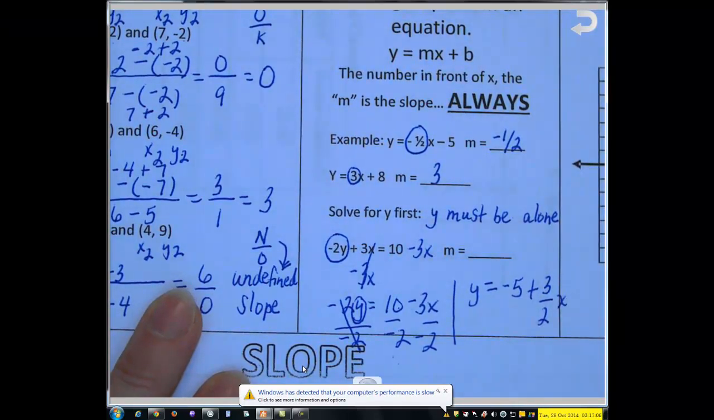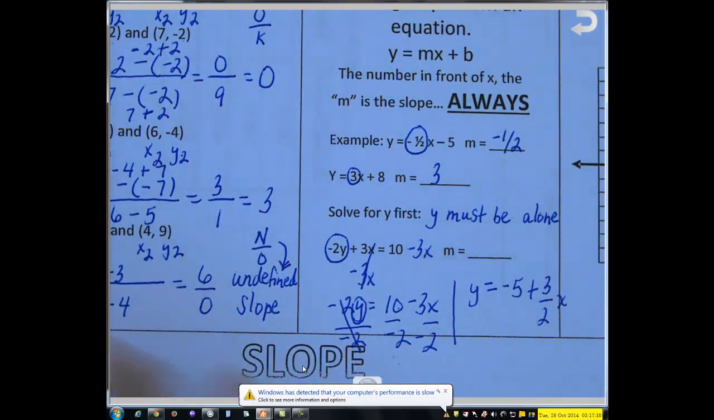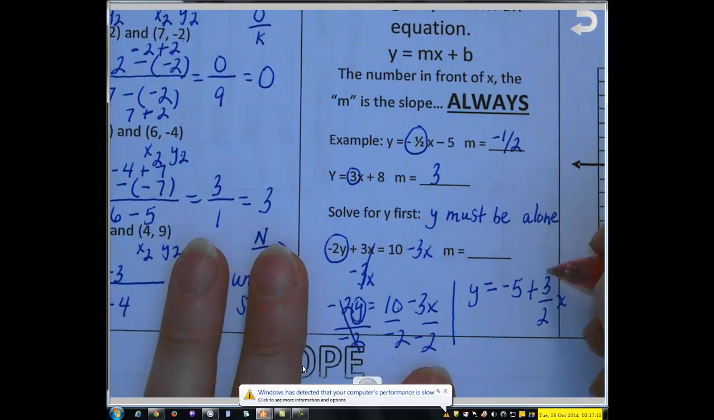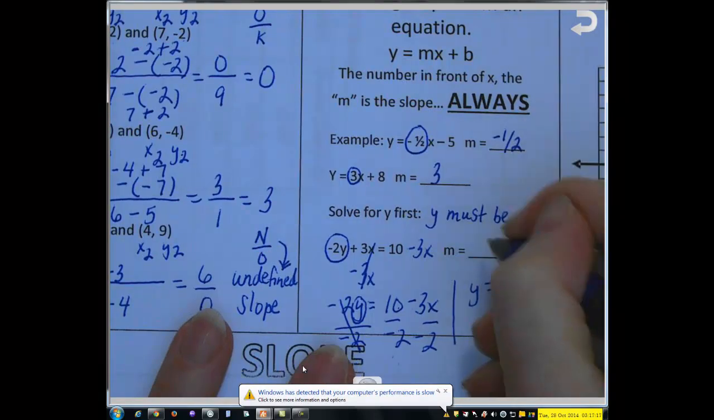So let's look for the number in front of the x, because that's going to be our slope. So the number in front of the x is the 3 over 2. So that is our slope.